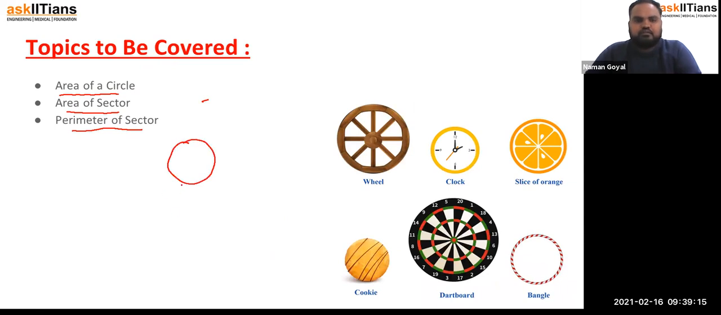If there is a circle and this AB is the arc, it will be represented as arc AB. Now, if I join AO and BO, then this part is known as the sector. So today we are going to learn how to find the area of that sector and the area of a circle.